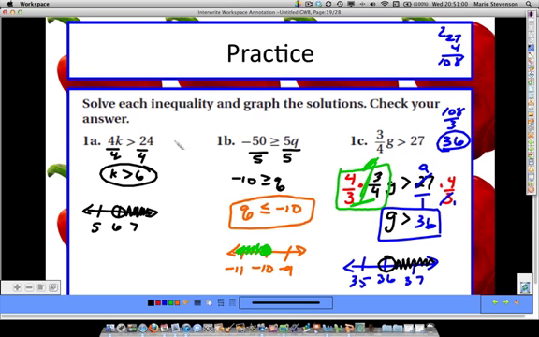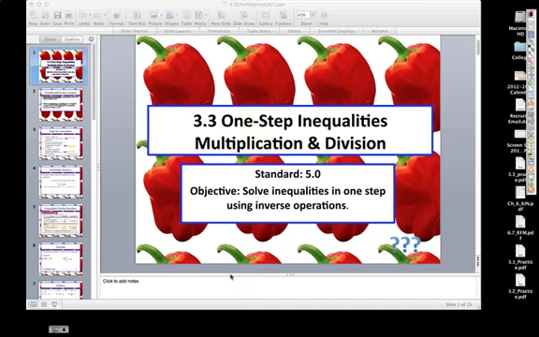Okay, now in every single one of these cases so far, when I did my inverse operation, I did it with a positive number. Okay? And in doing so, I did not have to flip my inequality. See, I divided by positive 4 here, I divided by positive 5 there, I multiplied by a positive 4/3 here. In B, the only reason I flipped my inequality is because my answer was backwards. Okay? Now we're going to get into the negative stuff.